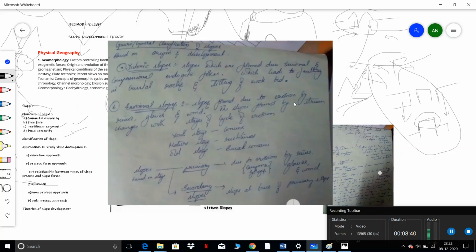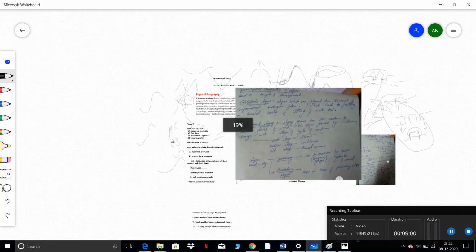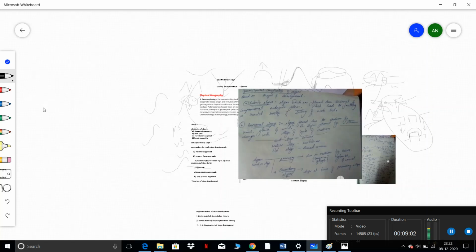The slopes created by streams will have a cycle of erosion, which we discuss in the Davis cycle of erosion. In the youth stage it will be convex, since there will be valley deepening due to vertical erosion. At a later stage there will be rectilinear. At the initial stage, this is an initial stage tectonic hill slope, there will be convex.